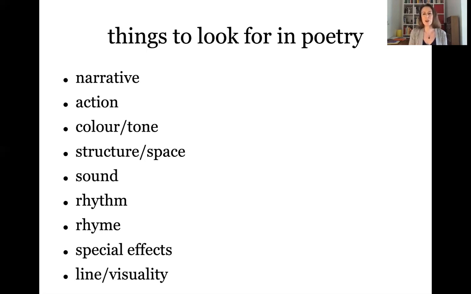How about the structure of the text that we're looking at, or the image that we're looking at? We'll see how these two things will come together. What is the structure of the poetic text? How many stanzas does it have? Is it long? Is it short? How long are the lines? What kind of spaces does it create?